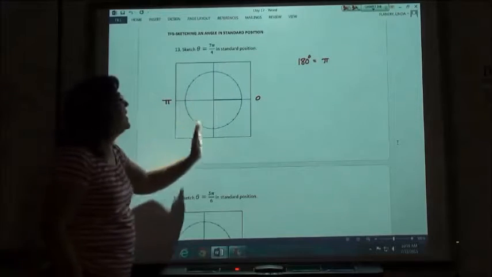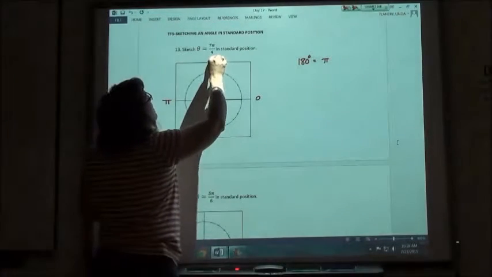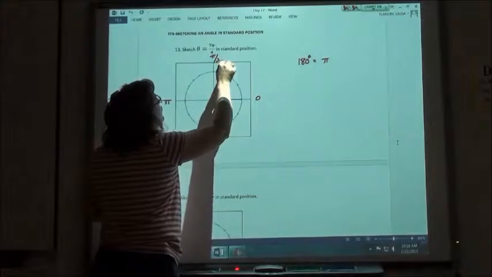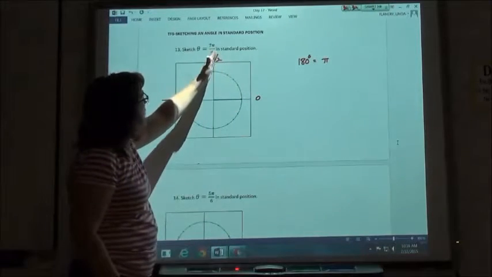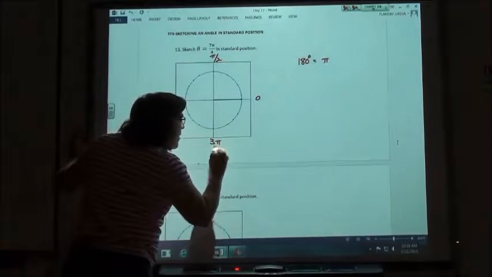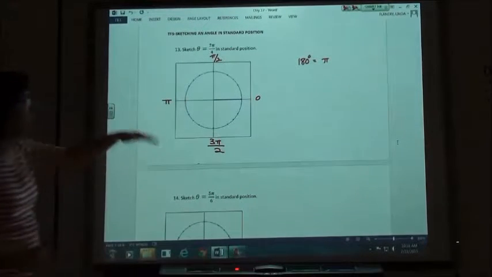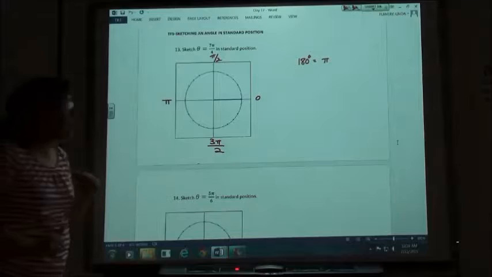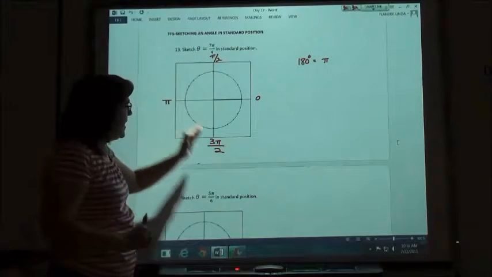So if I just split that in half, up here is going to be pi over 2. So I've got 1 pi over 2, 2 pi over 2, and 3 pi over 2. Those are my 90-degree angles. So 90, 180, 270.